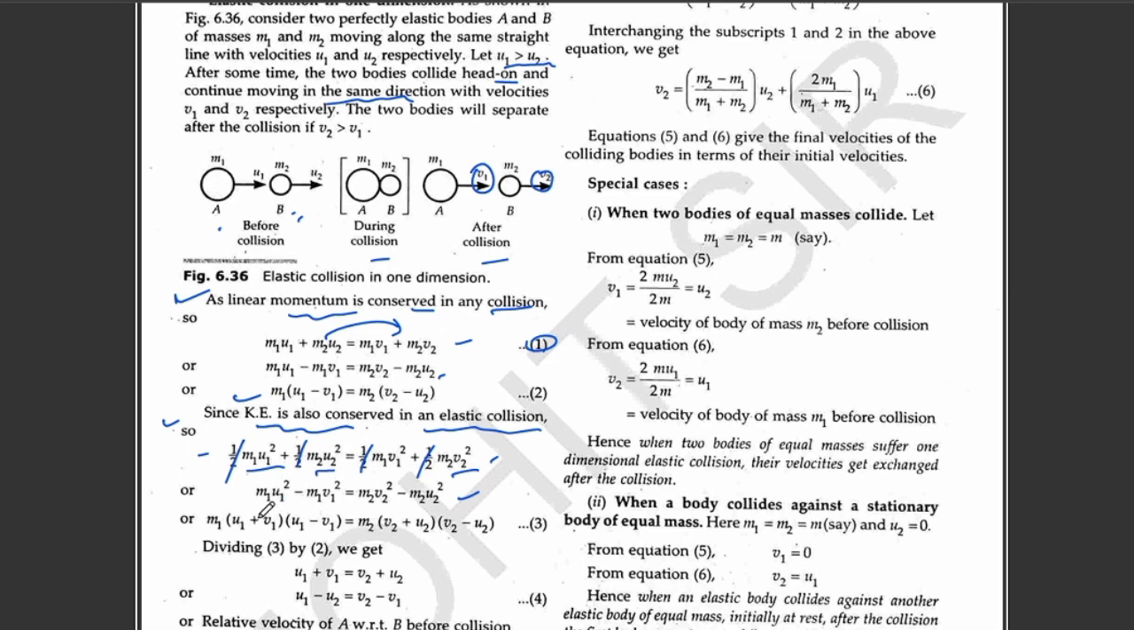Now if we take m1 common, it will be m1 times u1 square minus v1 square. So it is a square minus b square, that is a plus b into a minus b. So in that case it will be (u1 plus v1) into (u1 minus v1). Similarly here, if we take m2 common, it will be m2 times v2 square minus u2 square, so a square minus b square is a plus b into a minus b, so (v2 plus u2) into (v2 minus u2). This is our equation 3.